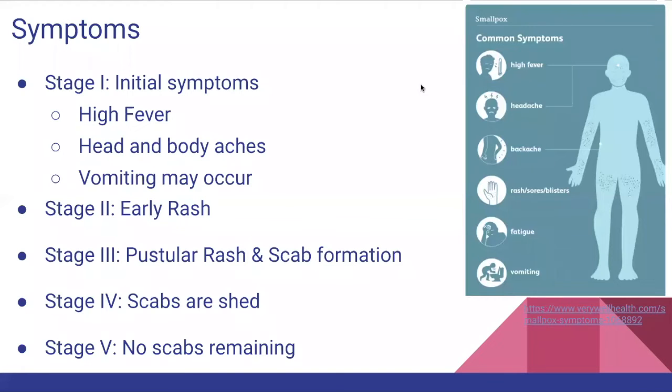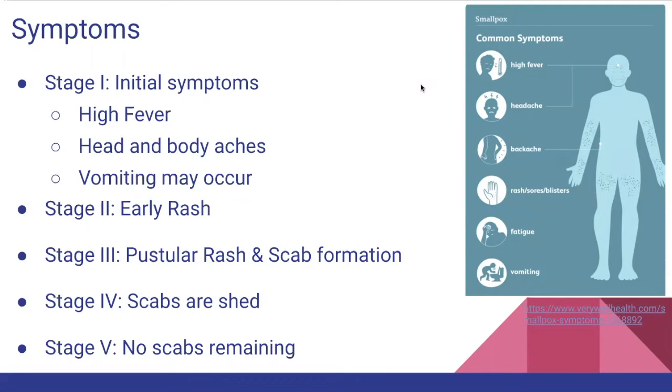Symptoms. So, smallpox is an acute and infectious disease, and there are several stages of symptoms. The primary stage is usually the initial onset of symptoms, and this includes high fever, head and body aches, and some may experience vomiting. This usually lasts between 2 to 4 days. And when symptoms present during this first stage, the person may or may not be considered contagious.